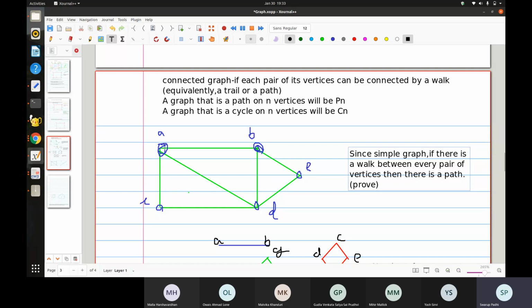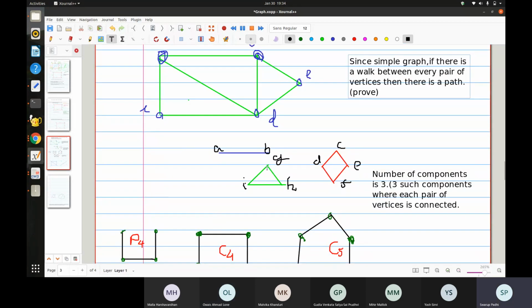So in a simple graph, if we consider any walk from A to B, we can traverse from A to D, then D to A, then back to D, then again back to A. So there can be several repetitions. If we remove all the repetitions from any such walk, then that becomes a path. So I claim that if there is a walk between A and B, then there is a path between A and B. I think this is very simple to understand.